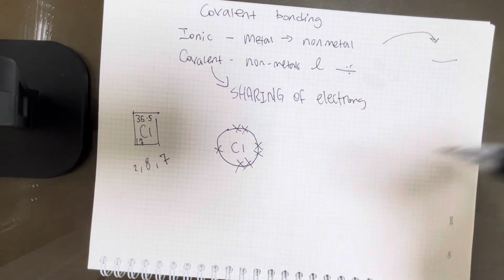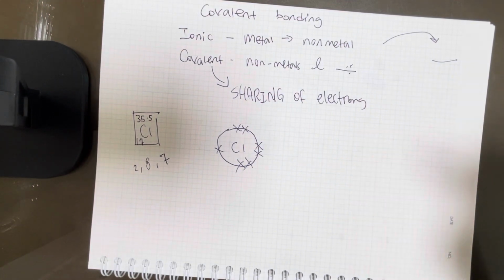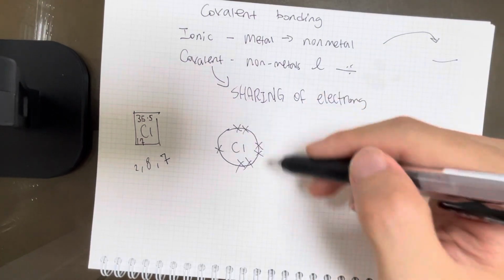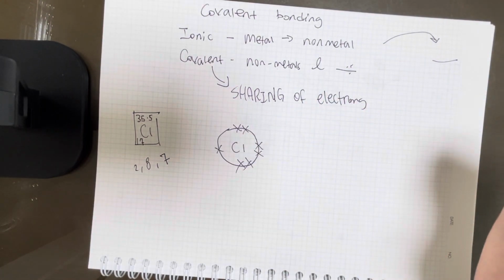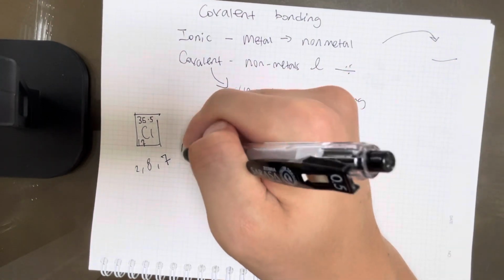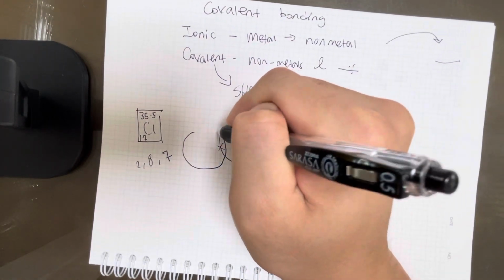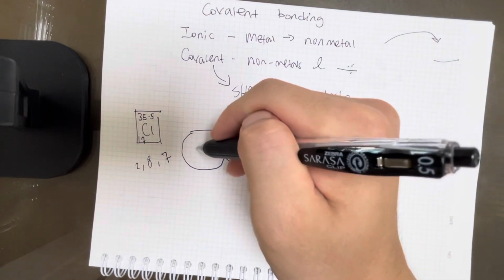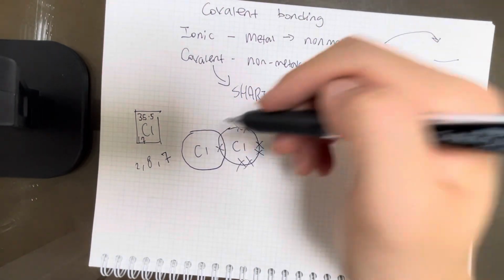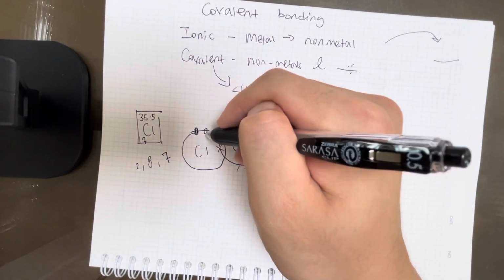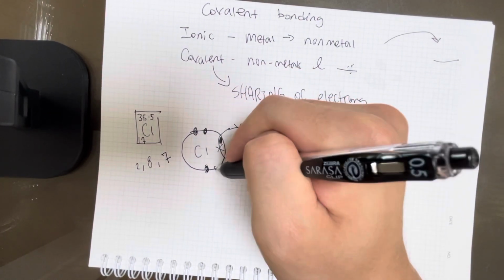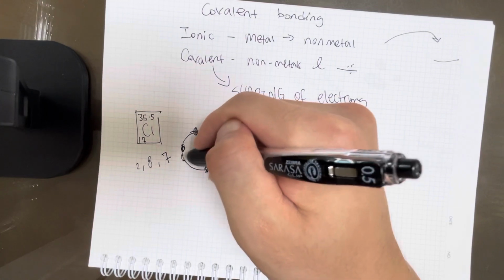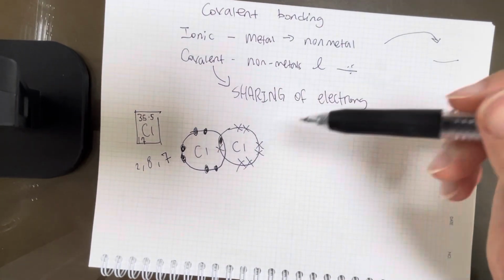Now these are called dot and cross diagrams. Why is it called dot and cross diagrams? You'll realize in just a second. Now we have another chlorine atom. This chlorine atom currently has 7 outermost valence electrons. If it could bond with just another chlorine atom, remember chlorine is a non-metal, this one is also going to have 7 outermost electrons. 1, 2, 3, 4, 5, 6, 7. So this is why it's called a dot and cross diagram.